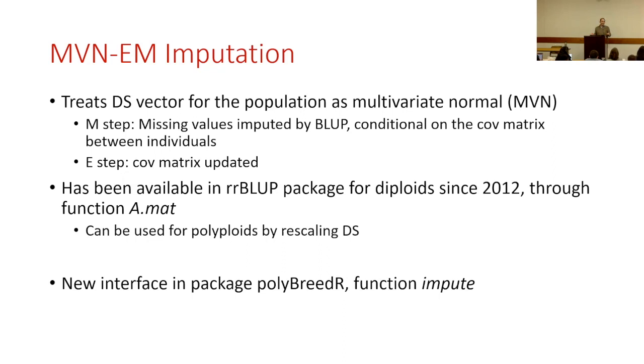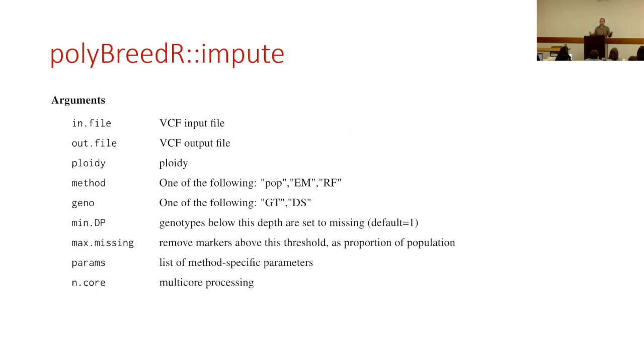Otherwise, impute is more or less a convenient wrapper around this original function, and it rescales polyploid data to fit the diploid coding that's required for A.mat. And it also does things in the context of a VCF file. So you can give it an input VCF, and you can output a VCF. You see here the possible methods that are available for this function impute. I've just described to you this EM algorithm. The population option is even simpler. It just replaces the missing value with the mean value for that marker, or if it's the GT, it's the mode, meaning the most common value.